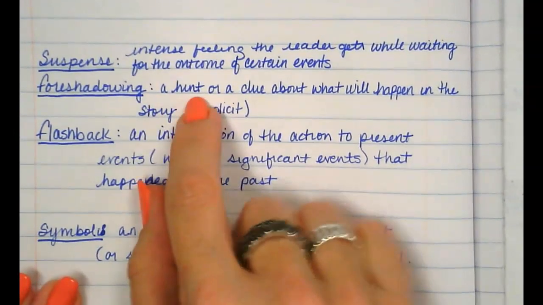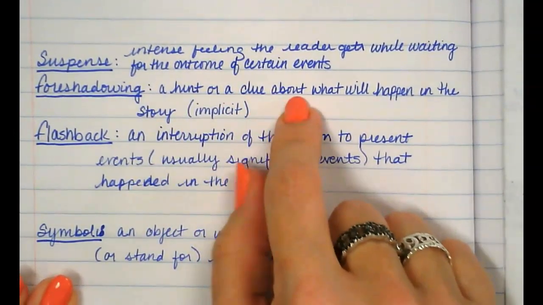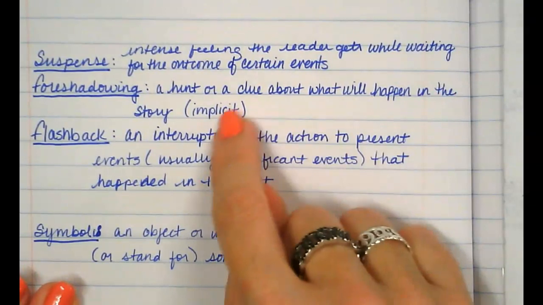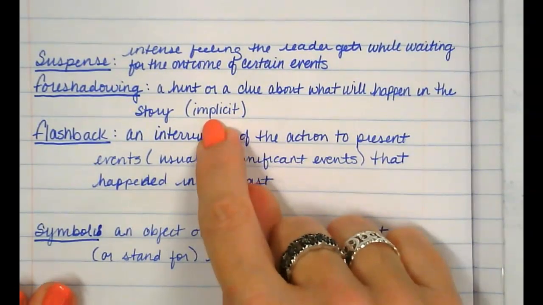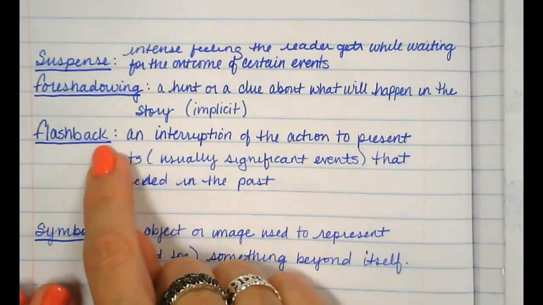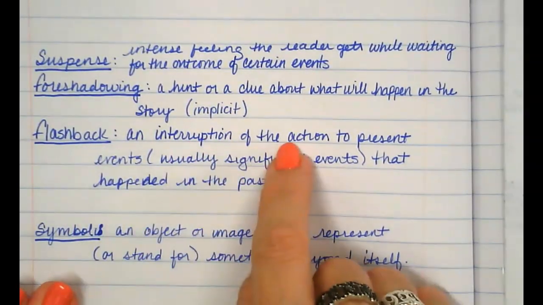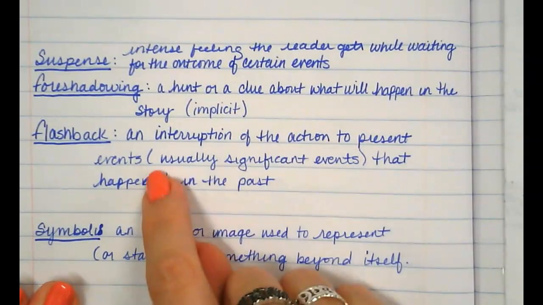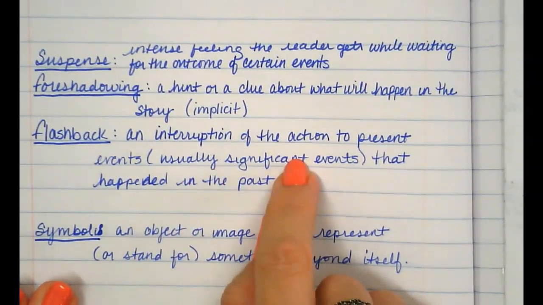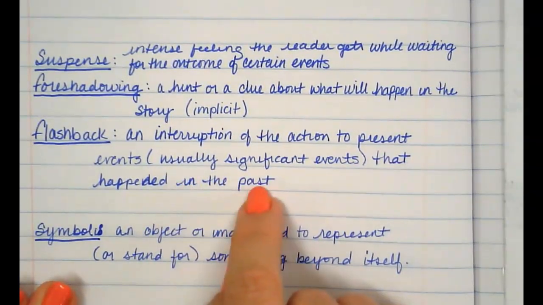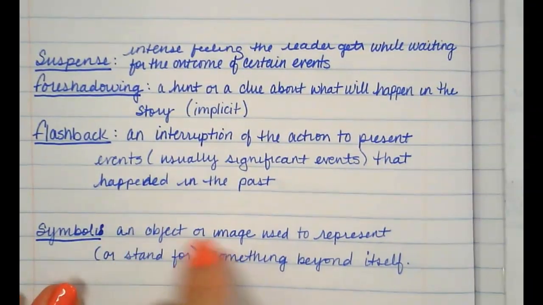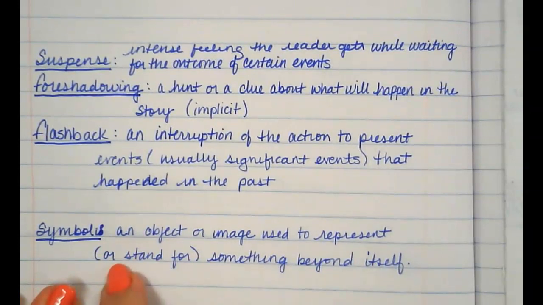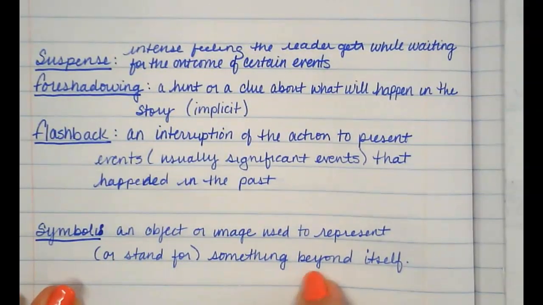Foreshadowing is a hint or a clue about what will happen in the story. It's implicit, meaning it is not written in the text. You have to infer. And then flashback is an interruption of the action to present events, usually significant, that happened in the past. And then a symbol is an object or image used to represent or stand for something beyond itself.